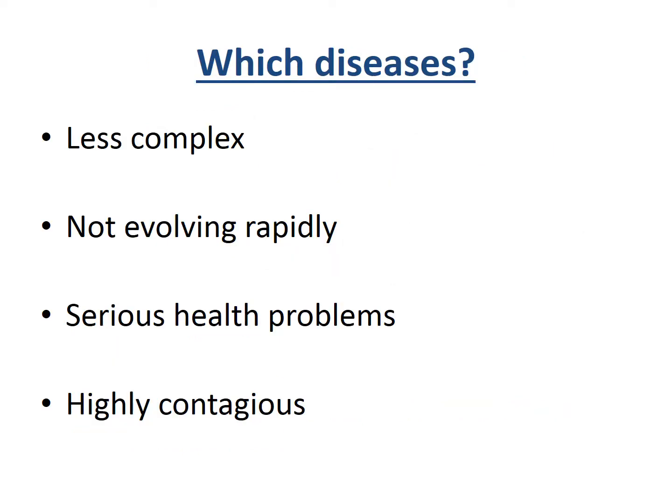So which diseases do we vaccinate against? They're usually diseases that are less complex with their own structure and form, so viruses as opposed to bacteria. They're diseases that aren't evolving rapidly because something that's evolving and changing quickly is harder to develop the immune response to because it's going to be different every time you're exposed to. We aim to vaccinate against diseases which are causing serious health problems. While we'd all love to have a vaccination for the common cold, it doesn't actually cause a lot of death and destruction around the place. Whereas preventing measles, which causes lots of really serious health problems, offers massive benefits to our society.